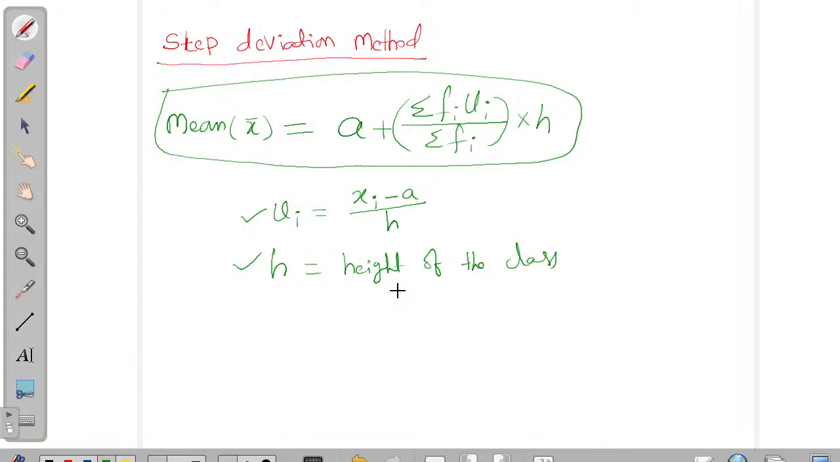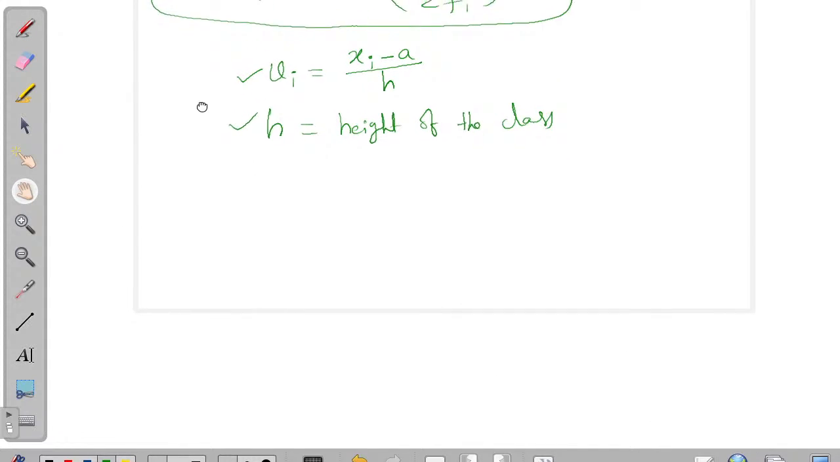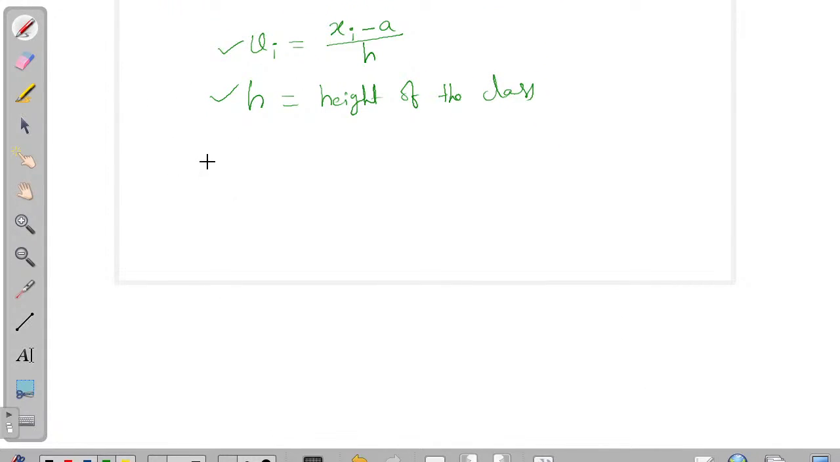Now we have to find how we can find the height of the class. For example, I am taking a normal class: 0 to 5, 6 to 10, 11 to 15, 16 to 20, 21 to 25. Okay, I think it's 1 to 5. These are the class intervals.